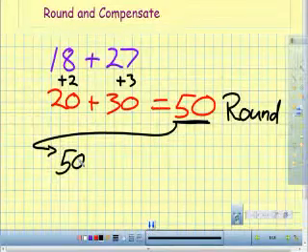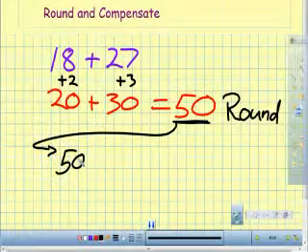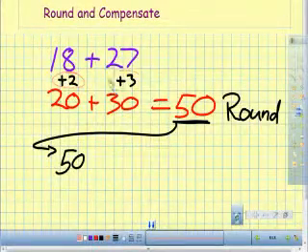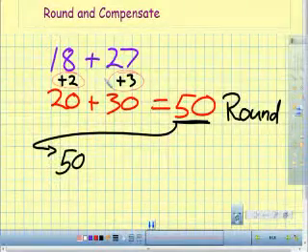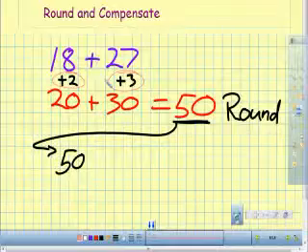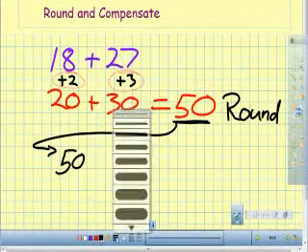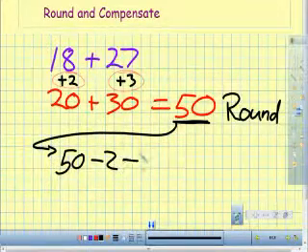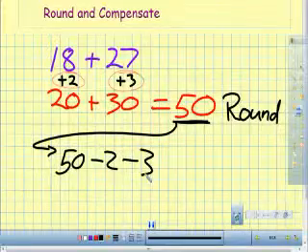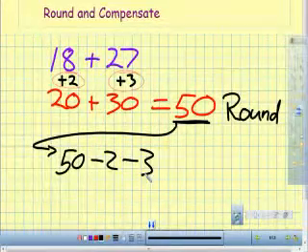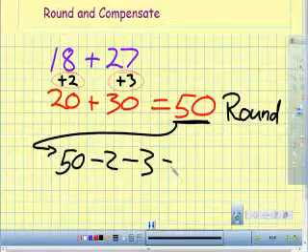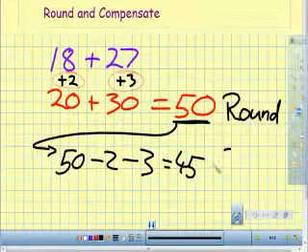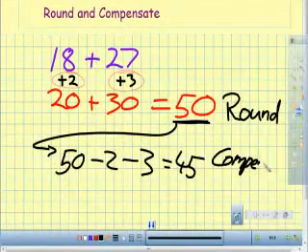And what I've got to do is make my compensation. So what I did, of course, was add a 2 and a 3 that weren't there originally. So what I've got to do now is compensate by taking them off. So I'm going to take off the 2, and I'm also going to take off the 3. Okay, so 50 minus 2 is 48, minus another 3 is going to give me an answer of 45. And that part, remember, is called the compensate.